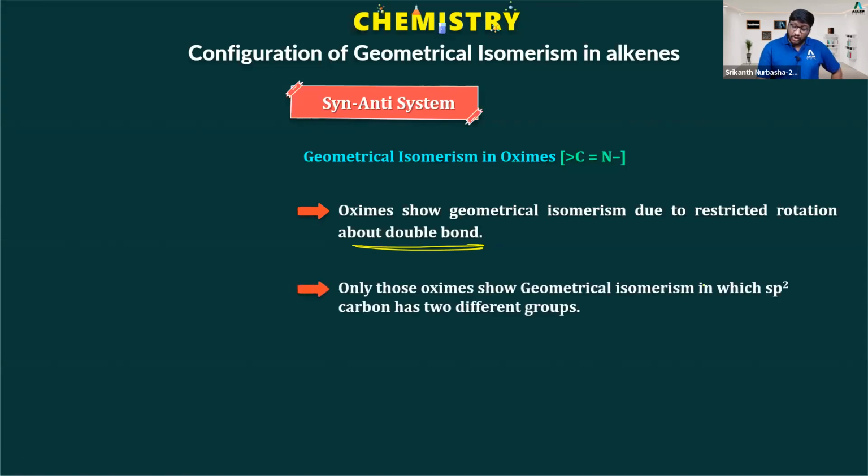Only those oximes show geometrical isomerism in which the sp2 carbon has two different groups, like C double bond N, and this is your sp2 hybridized carbon. If it has two same groups, X and X, then there is no possibility of geometrical isomerism. X and Y should be there. Two different groups should be connected to the sp2 hybridized carbon.